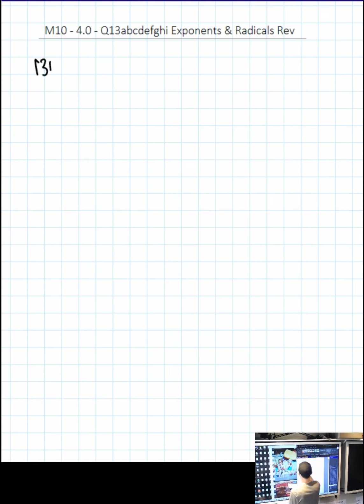Okay, 13F. Notice I forgot to check my answer on the last question. Try and do that on your own. So we have 5 to the 5 over 2 over 5 to the 4. So we're dividing fractions, so we can subtract our exponents. So we have 5 over 2 minus 4 over 1.